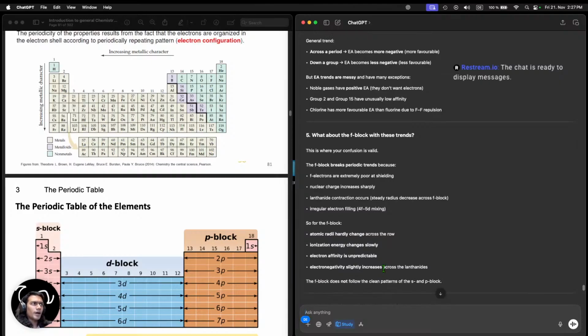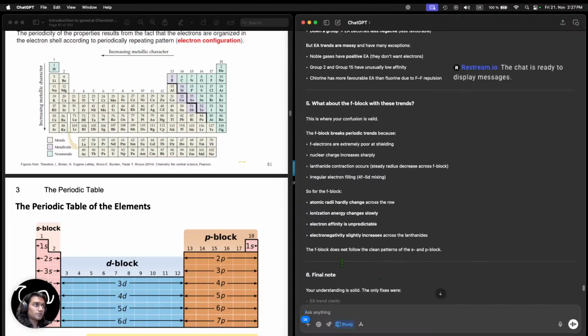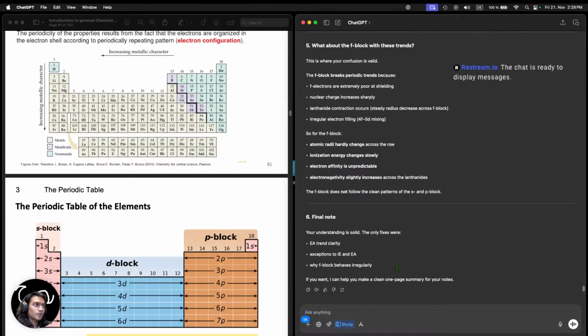Ionization energy changes slowly. Electron affinity is unpredictable. Electronegativity slightly increases across the lanthanides. The F block does not follow the clean patterns of the S and P blocks. Your understanding is solid.